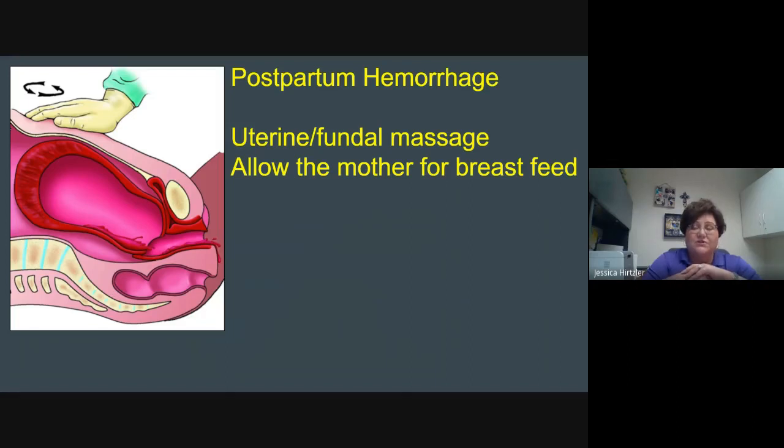Encourage mom to nurse the baby, because breastfeeding helps with bleeding control. It helps the uterus to contract, therefore helping control bleeding.